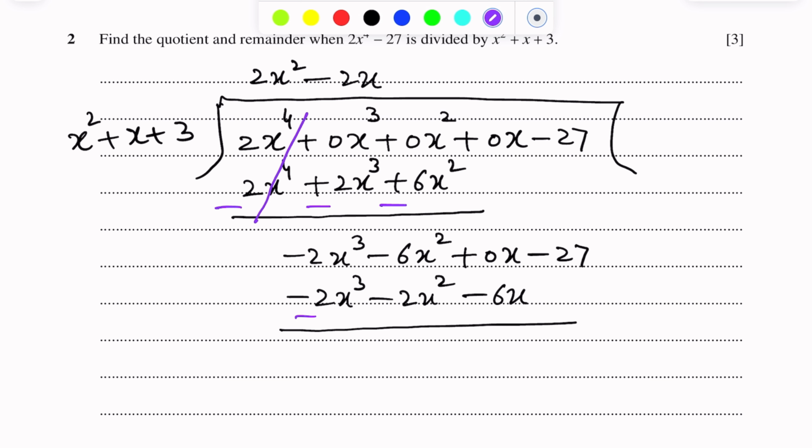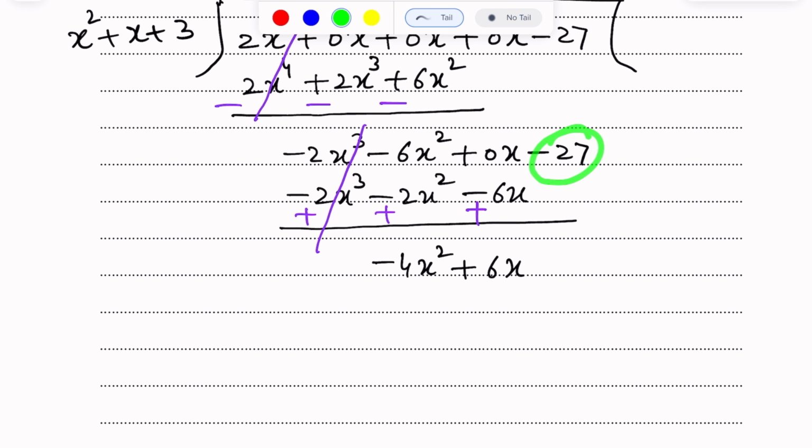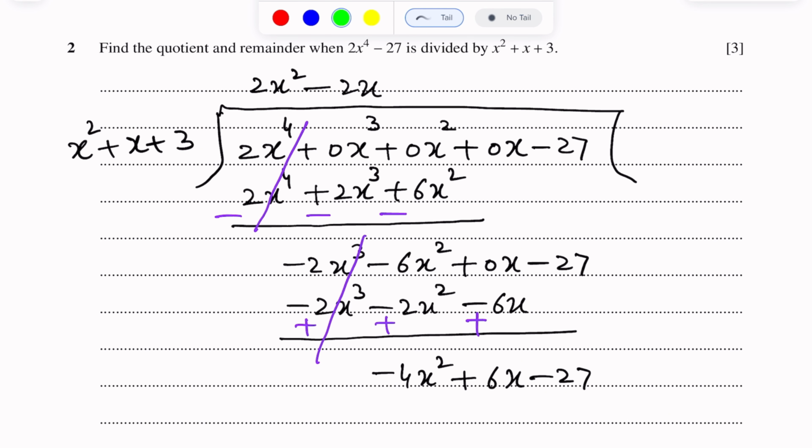Sign change because we have to subtract. Cancel out. Adding the remaining, we get minus 4x square plus 6x minus 27. Again the same process will be repeated. We multiply x square by minus 4 to have minus 4x square.